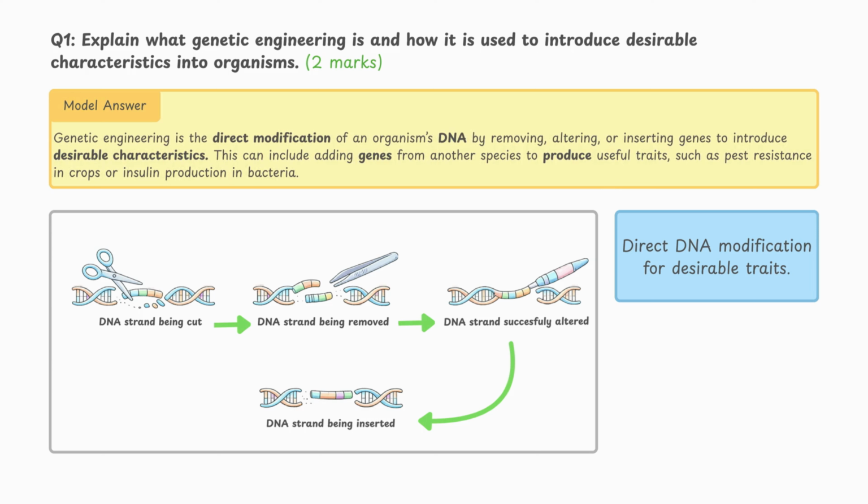Final answer. Genetic engineering is the direct modification of an organism's DNA by removing, altering, or inserting genes to introduce desirable characteristics. This can include adding genes from another species to produce useful traits, such as pest resistance in crops or insulin production in bacteria.